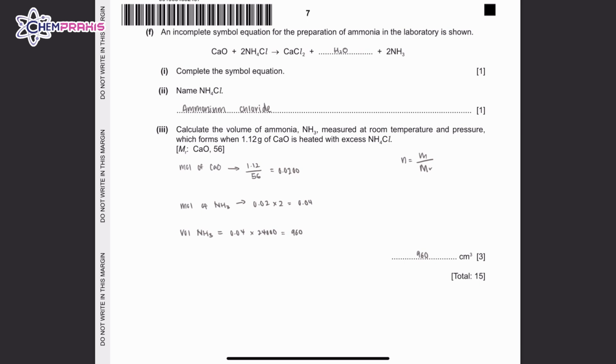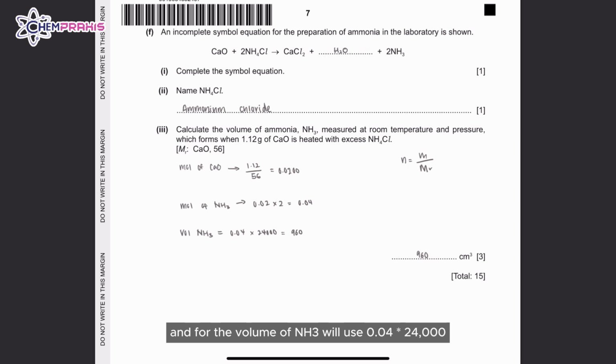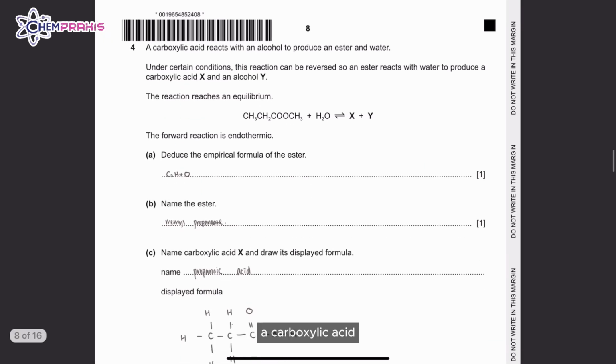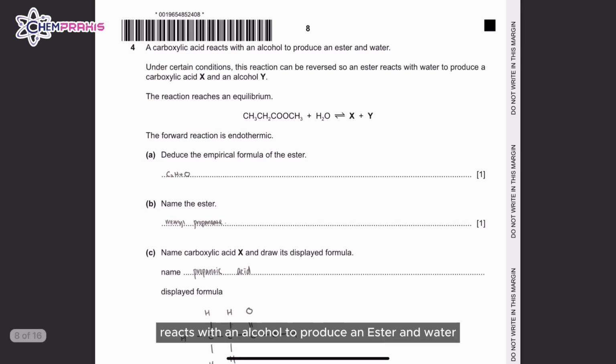So to get the mole of CaO, we'll use 1.12 divided by 56. You should get 0.02. To calculate the mole of NH3, we'll use 0.02 times 2. This should equal 0.04, and for the volume of NH3, we'll use 0.04 times 24,000, which equals 960 cm3.